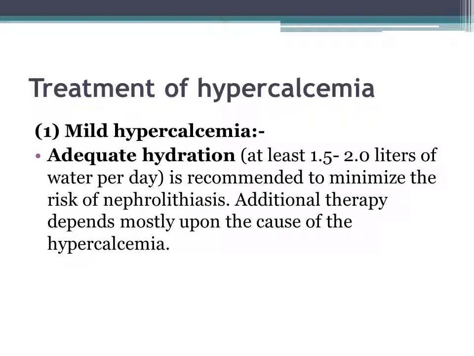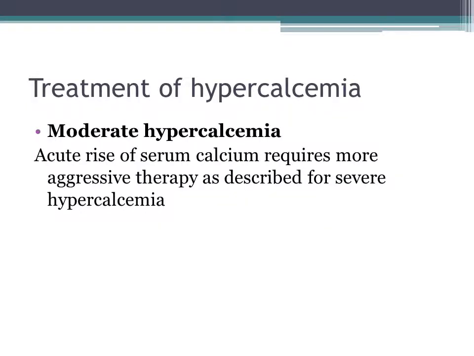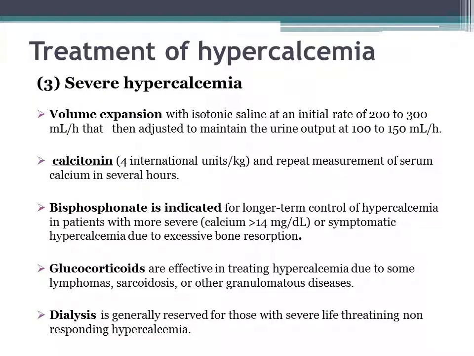Treatment of hypercalcemia, if it is mild, a possible solution is adequate hydration, at least 1.5 to 2 liters of water per day is recommended to minimize the risk of nephrolithiasis. Additional therapy depends mostly upon the cause and treatment of the cause. A moderate or acute rise of serum calcium requires more aggressive therapy as described for severe hypercalcemia.